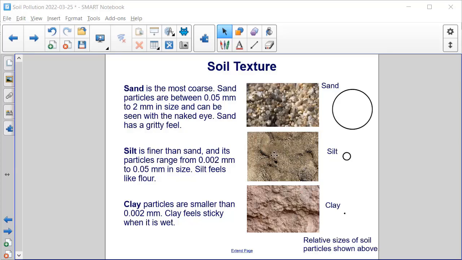Silt, the next sample here, is finer than sand, and its particles range from 0.002 millimeters to 0.05 millimeters in size. Silt feels like flour. And finally, clay particles are smaller than 0.002 millimeters. Clay feels sticky when it is wet. The images on the far right here will show relative sizes of the particles. So if this pinpoint is clay, you can see how much larger a silt or sand particle is in comparison.